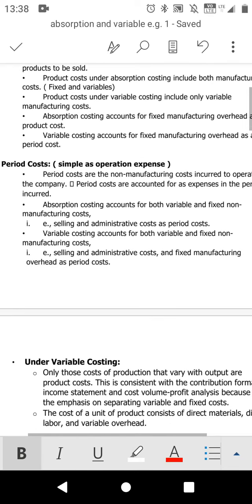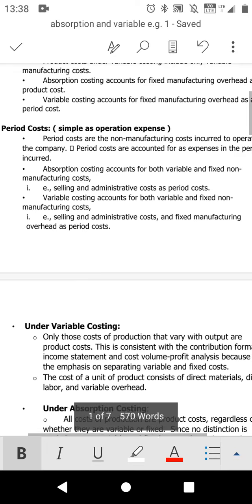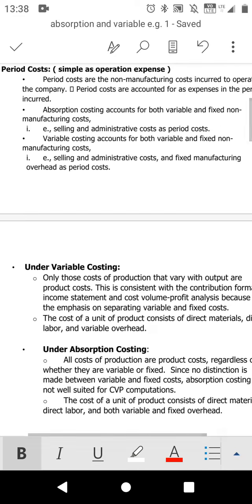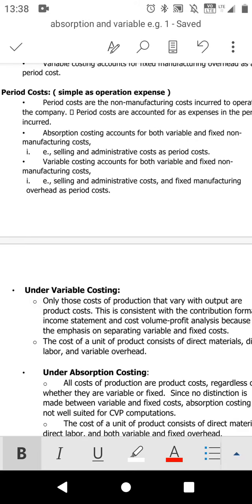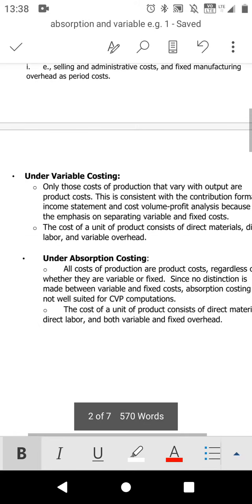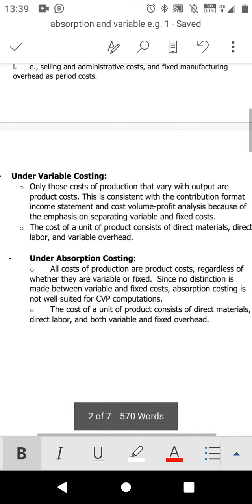Let's proceed. Then, where are we? Okay, selling and administrative cost and fixed overhead as a what? As a period cost. All right, selling and administrative, you know that is non-what? Manufacturing cost. Okay, let's proceed before we waste a lot of time.